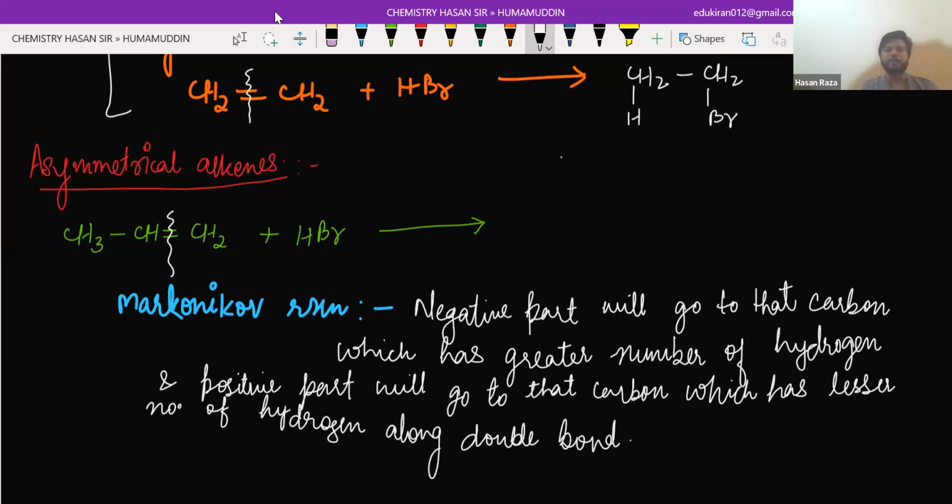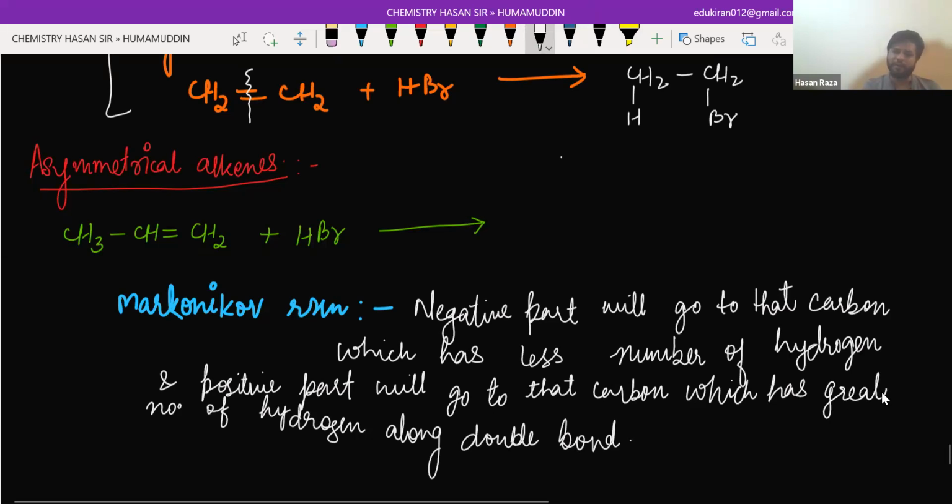Now see what happens here. Wait a minute. The negative part will go to that carbon which has, so sorry, fewer hydrogens, and the positive part will go to that carbon which has the greater number of hydrogens. And thank you.